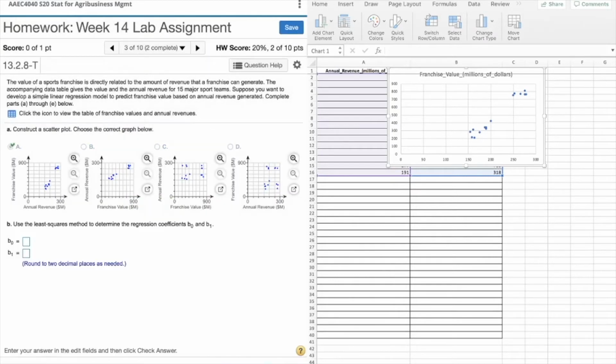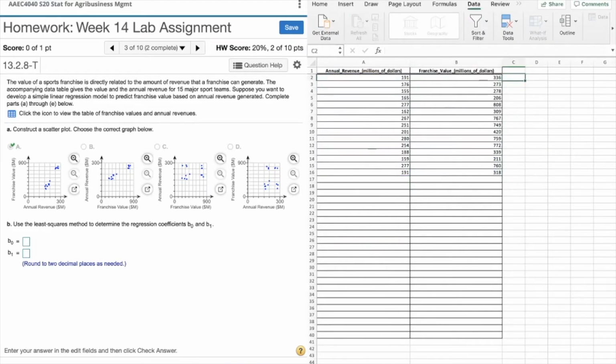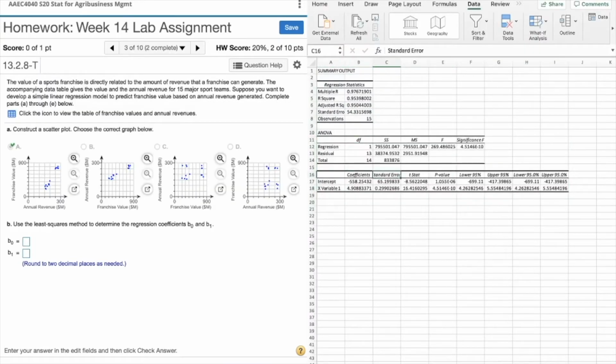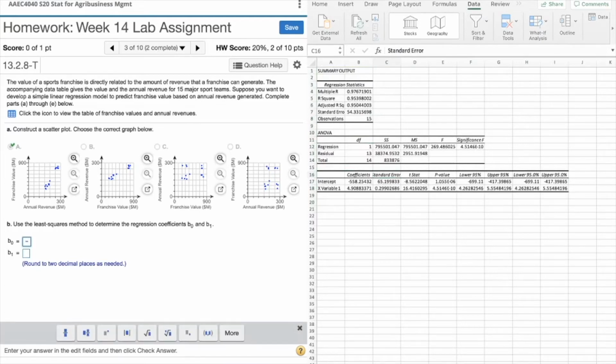And part B asks us to do the linear regression model. Because the pop-up window cannot be recorded automatically on my screen, I just skipped that step. I didn't record the pop-up window, but the steps are the same as in the last question. Okay, we get the results. B0 is equal to negative 558.25 and B1 is equal to 4.91.